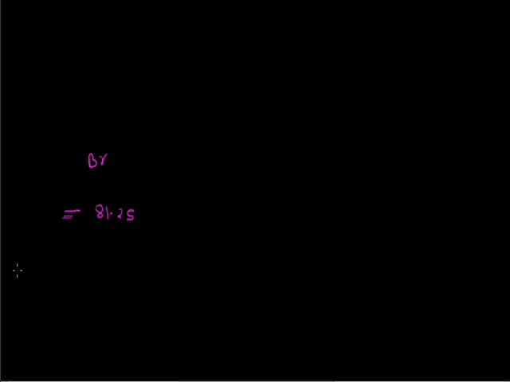Similarly, the third triad, calcium, strontium, barium. The atomic mass of calcium is 40 and barium is 137. So the atomic mass of strontium is 40 plus 137 divided by 2, which becomes 88.5.